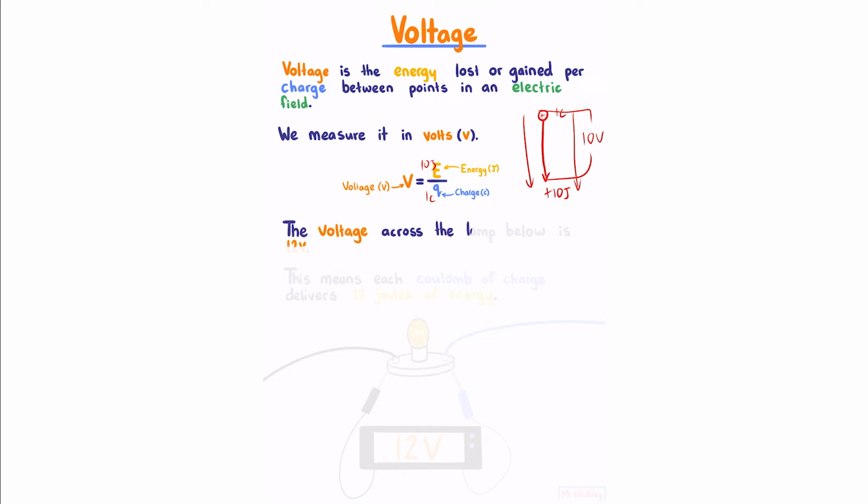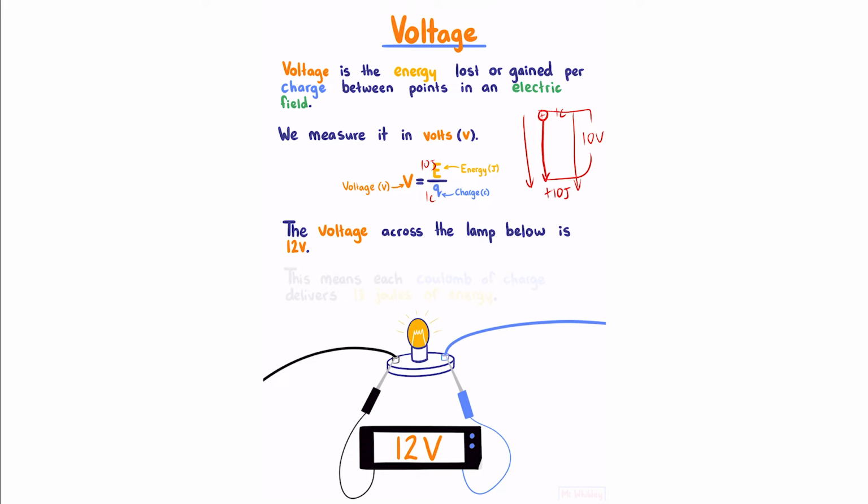The voltage across the lamp below is 12 volts. This means each coulomb of charge delivers 12 joules of energy.